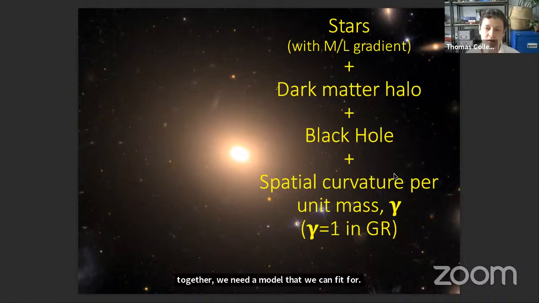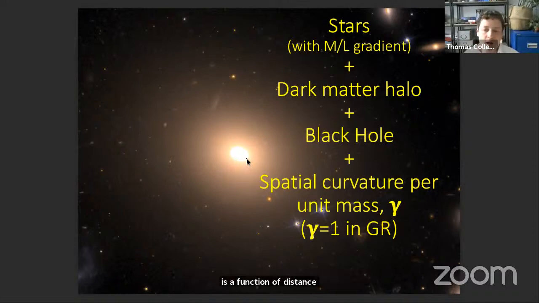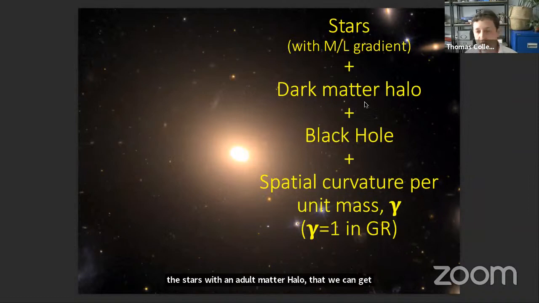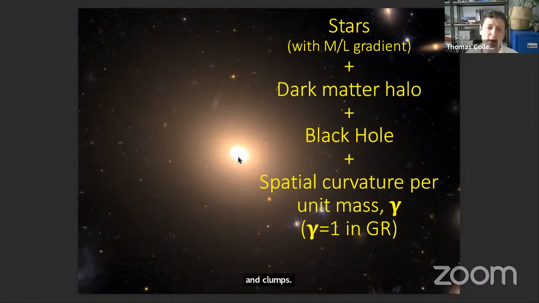And so the sort of sensible model to use for this is to say that the stars are where we see the light, allowing for some free parameters that allow for variations in the mass to light ratio as a function of distance. Then we need to embed these stars within a dark matter halo that we can get from cosmological simulations of how dark matter clumps. And finally, we need to add a supermassive black hole in the very center of the galaxy.